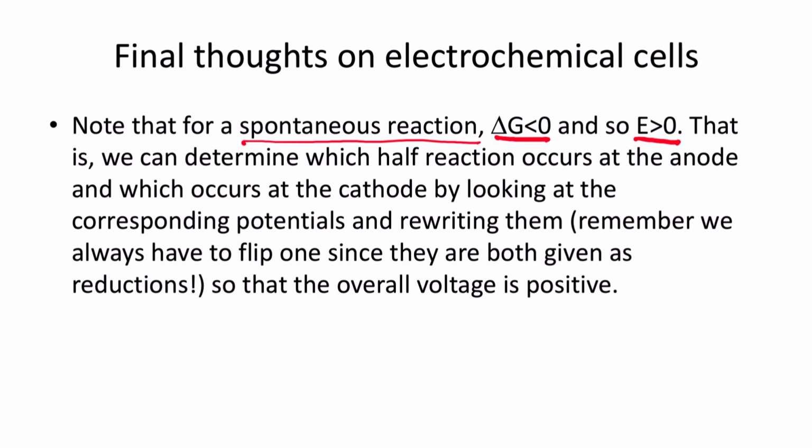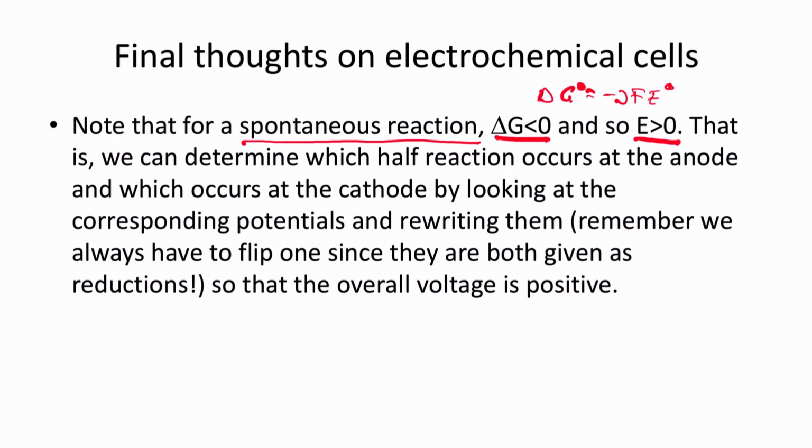If I have a spontaneous reaction, that means that delta G is negative and the voltage is going to be positive. Okay, these have opposite signs because remember delta G0 is equal to minus nu times F times E0. And so because of that minus sign here, if the delta G is negative, the voltage is going to have to be positive.